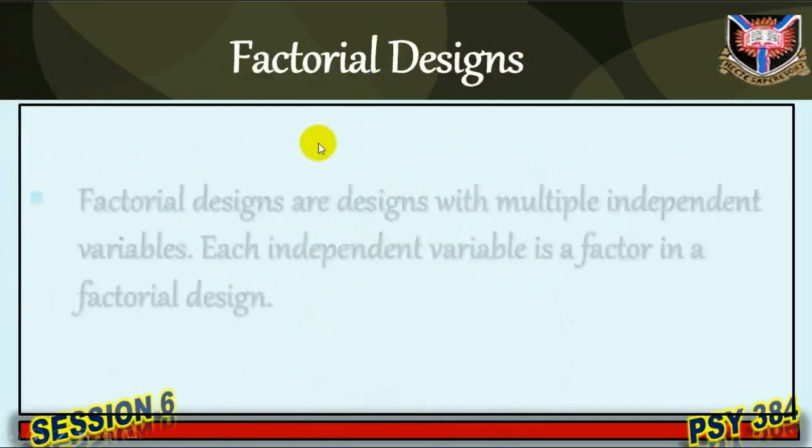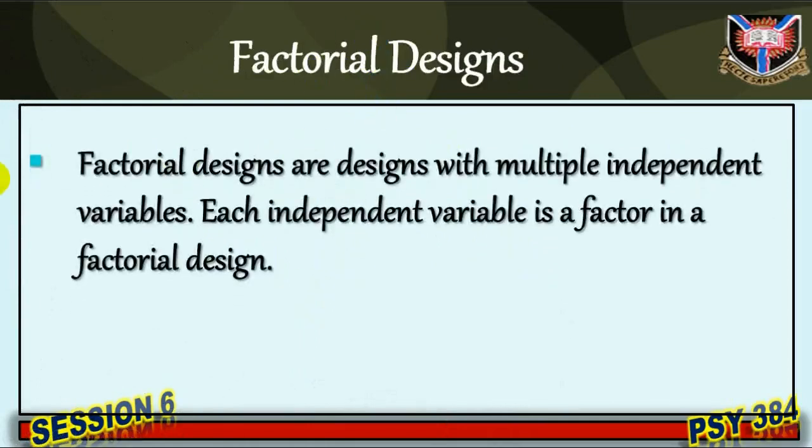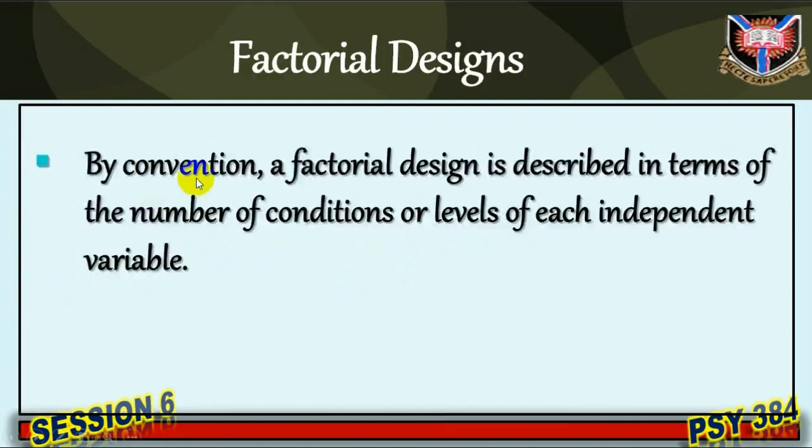Factorial designs. Factorial designs are designs with multiple independent variables. Each independent variable is a factor in a factorial design. By convention, a factorial design is described in terms of the number of conditions or levels of each independent variable.